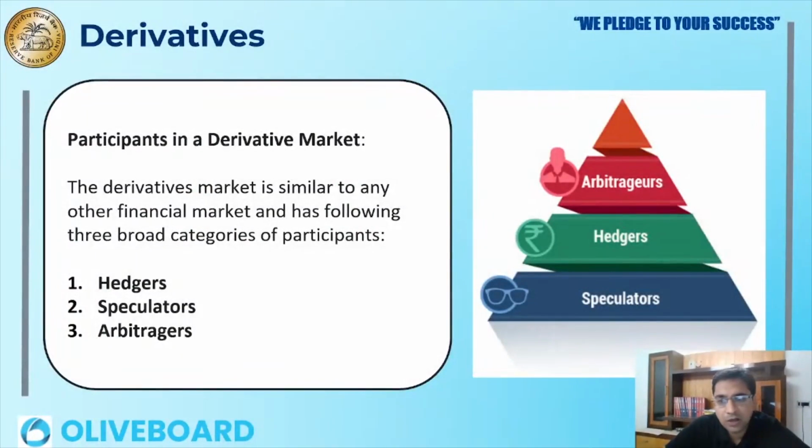First of all, who are the participants, who normally works in this derivative market? Like any other market, there are various types of people: some people buy, some people sell, some people speculate. There are three types of people who normally participate in the derivative market. One is called hedgers, another is called speculators, and the third one is arbitrators. Now we will discuss what these hedgers, speculators and arbitrators are all about.